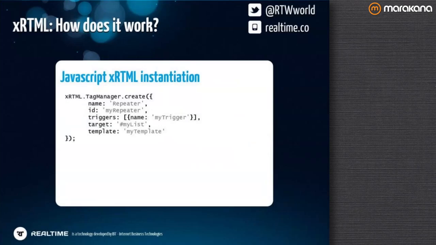XRTML is kind of like any regular JavaScript library. You just have a few classes, a few methods, you fill it up with some models, and you are actually done. What you are seeing here is a repeater tag that allows you to process a message and put that information on your web page, like I will show you in a few minutes.